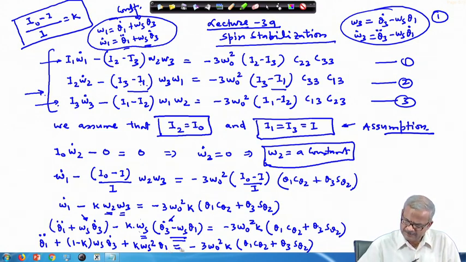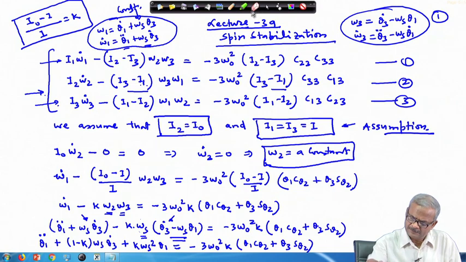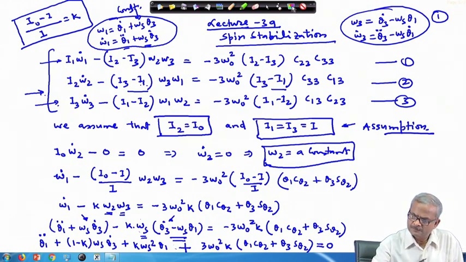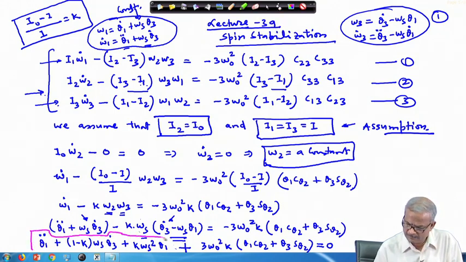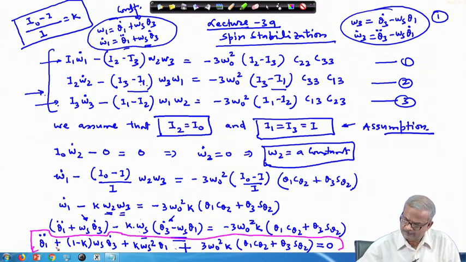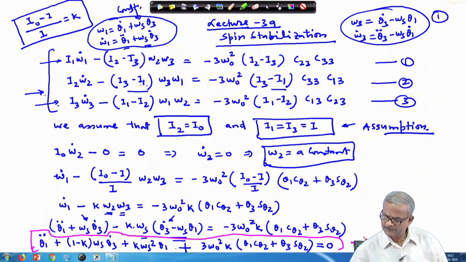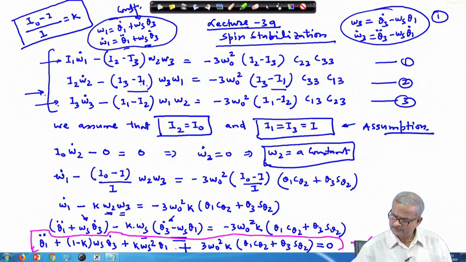And if we bring this term on the left hand side, we can bring this whole term on the left hand side. So, we can put a plus sign here, and on the right hand side we can put 0. So, this is our one equation we have got here, and we will name this as equation number 4.